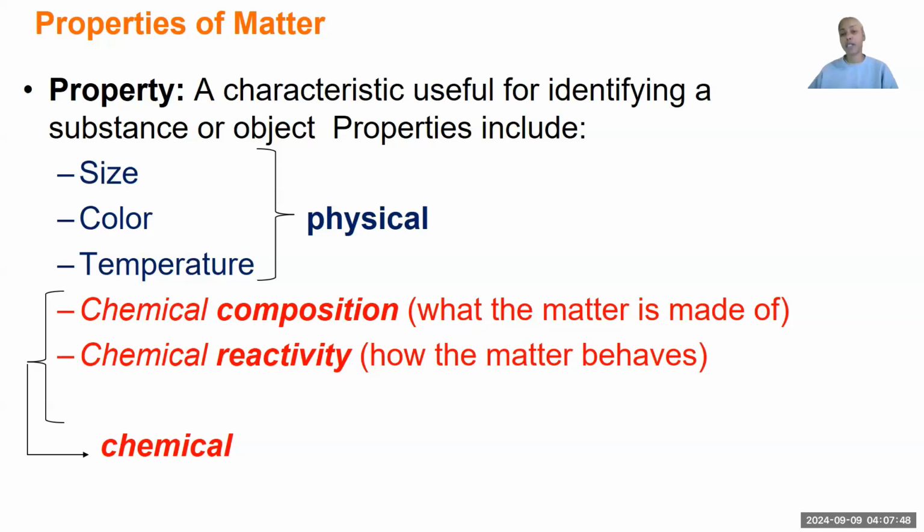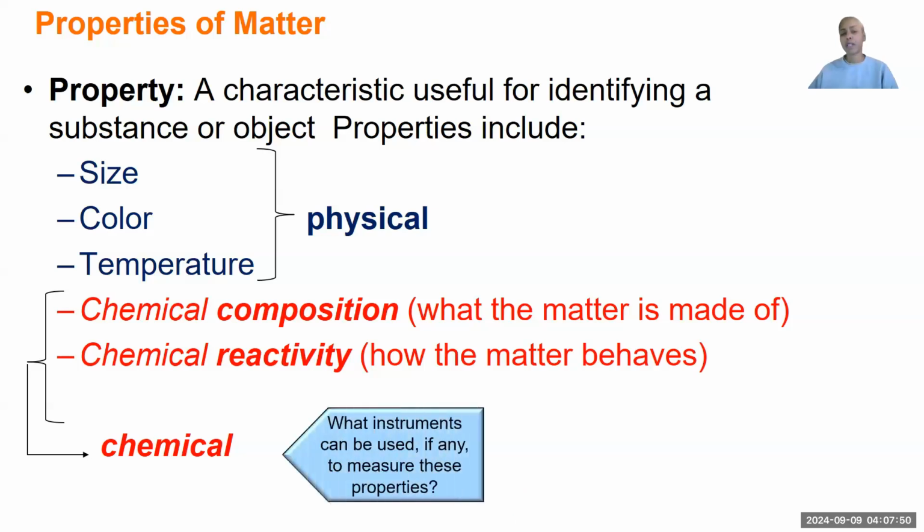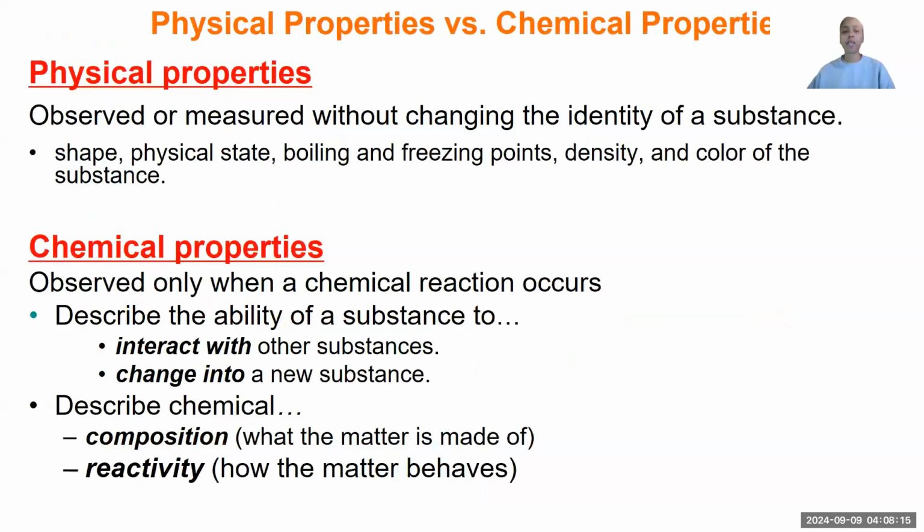Chemical composition and chemical reactivity: the only time we can identify or notice the chemical properties is if a chemical reaction has occurred. Do you think we could use a measurement to identify chemical reactions? Not really, but we can use instruments to identify the physical properties of matter. We can use instruments to determine if a chemical reaction has occurred, but not to actually measure those chemical properties themselves.